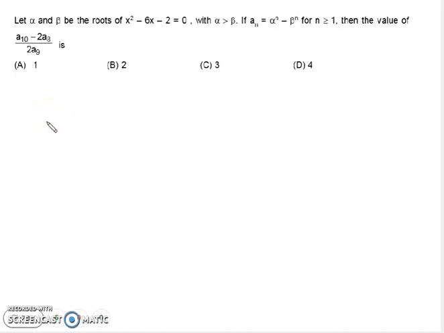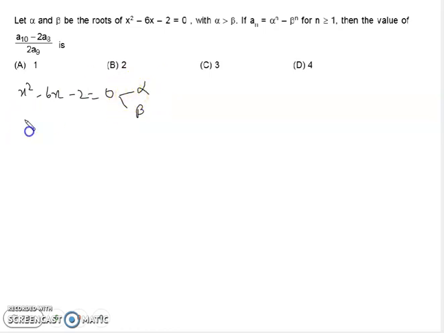So today I am going to discuss a very important question of quadratic equation. According to the given information, we have one equation, x² − 6x − 2 = 0, and here alpha is greater than beta. So we have two roots, alpha and beta, with alpha greater than beta. According to this information, we can say that alpha and beta are the roots of this equation.